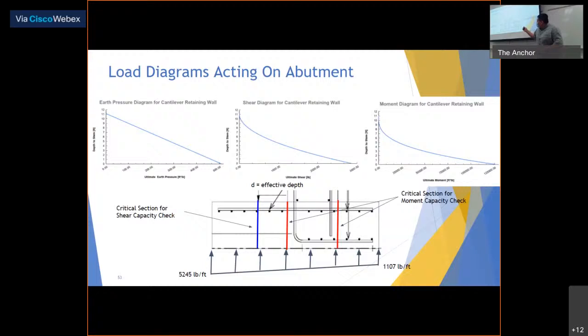Then the bottom is basically the free body diagram of the footing, where you perform statics and take a section and determine the shear and moment at a certain critical section. As you can see, there's two red lines. These are the critical sections for the moment capacity check, and the blue line is the critical section for the shear capacity check. And so that's how we get our reinforcement.